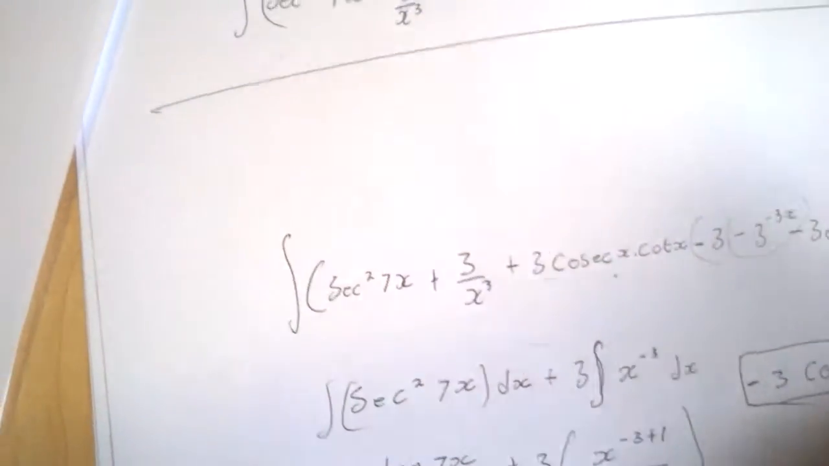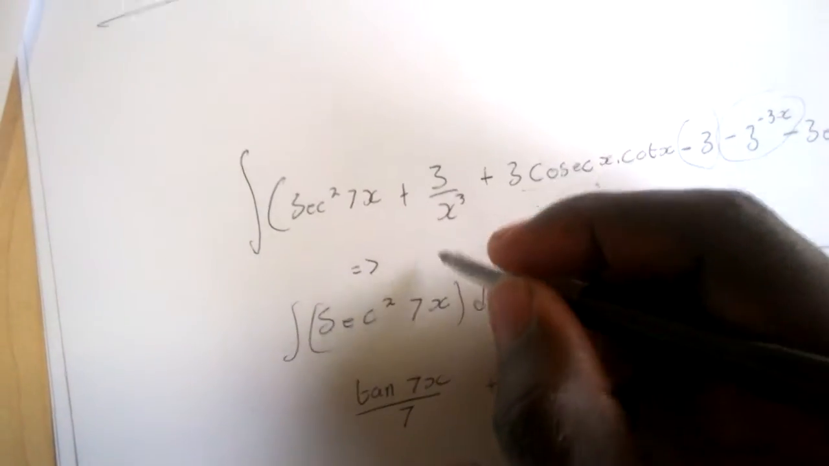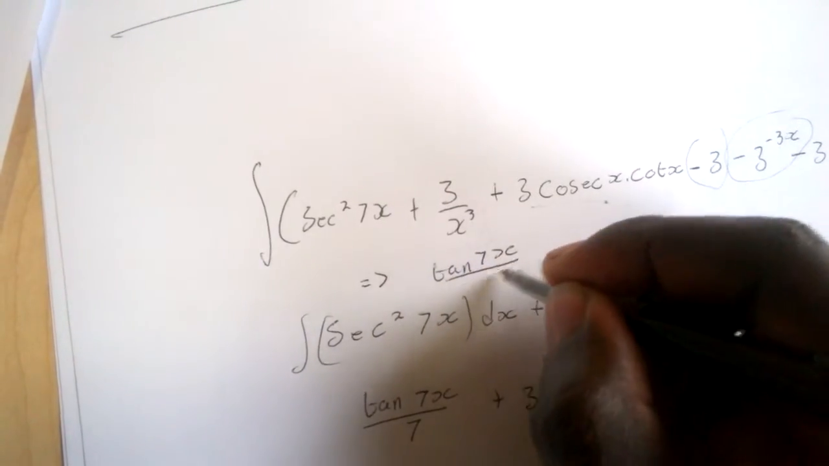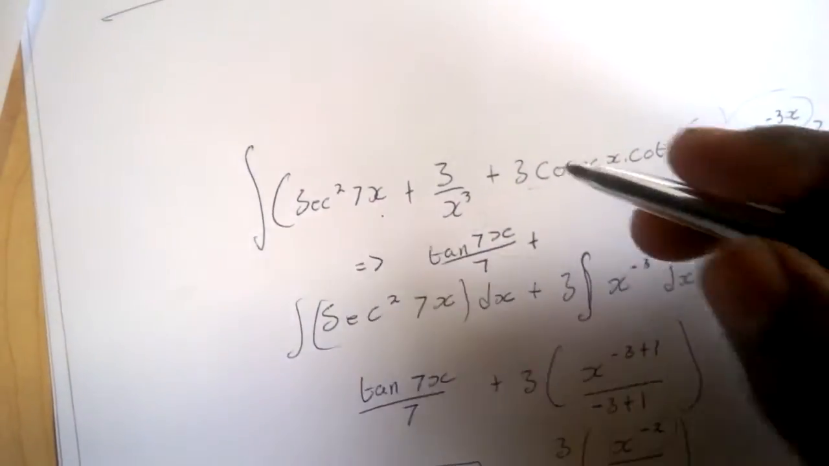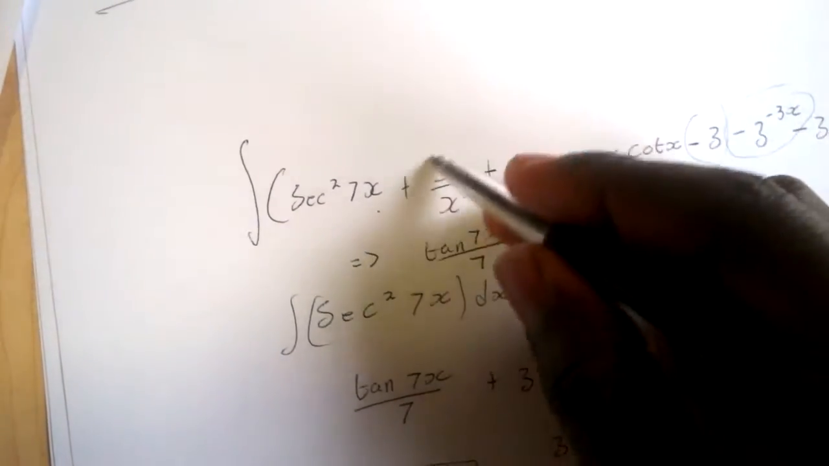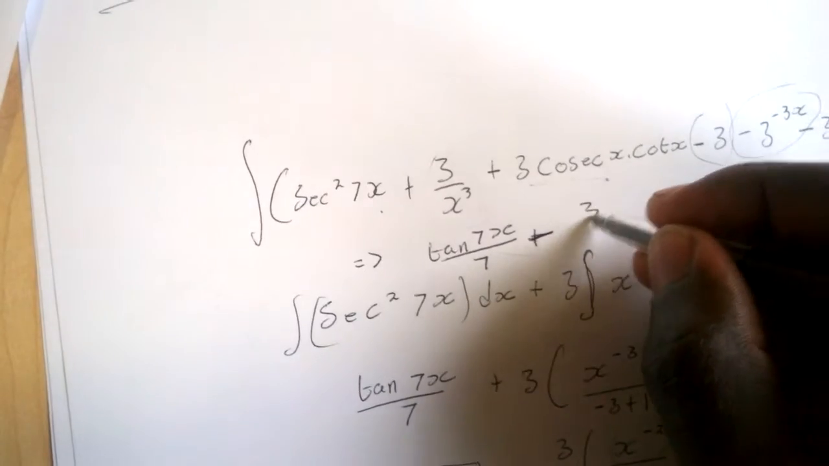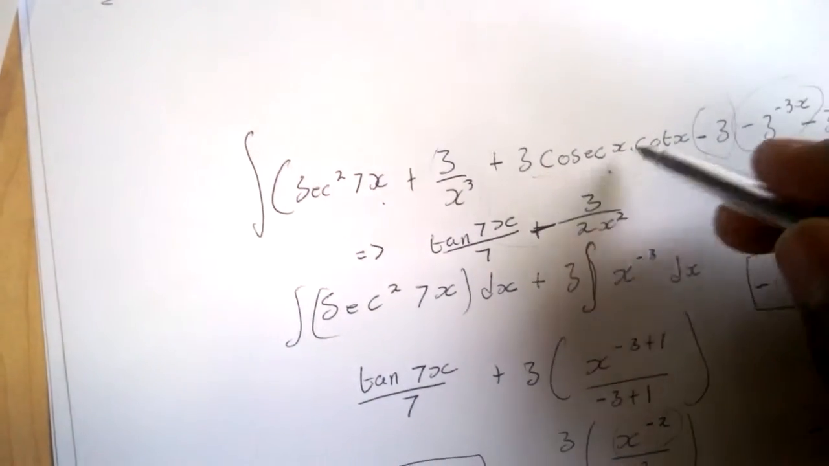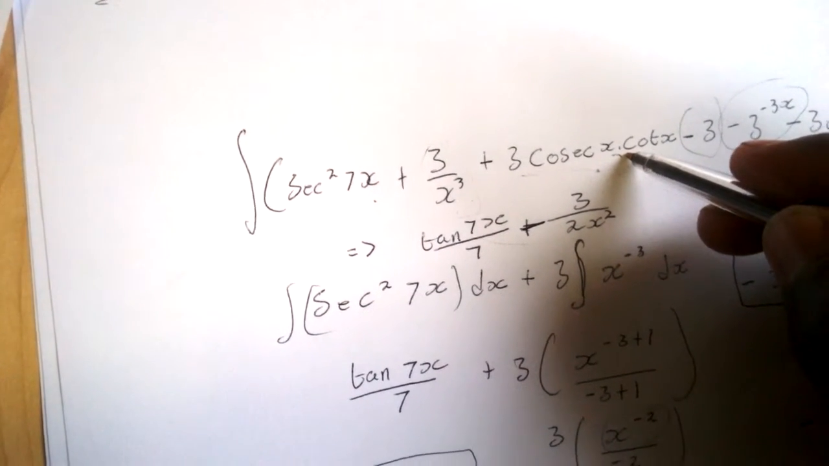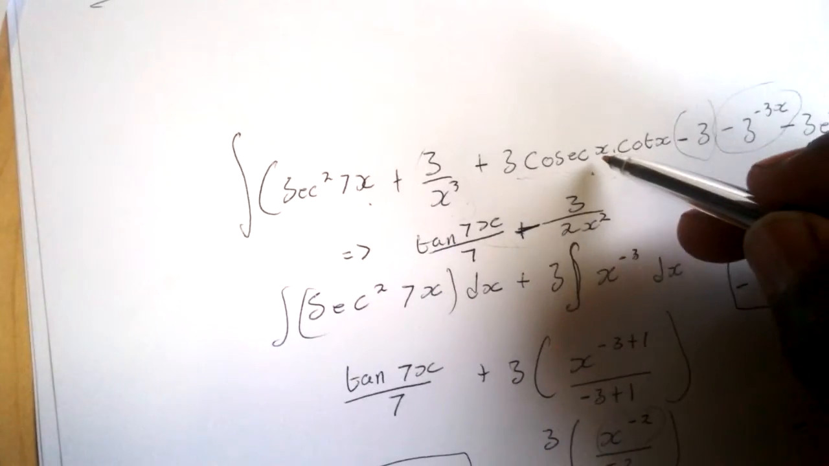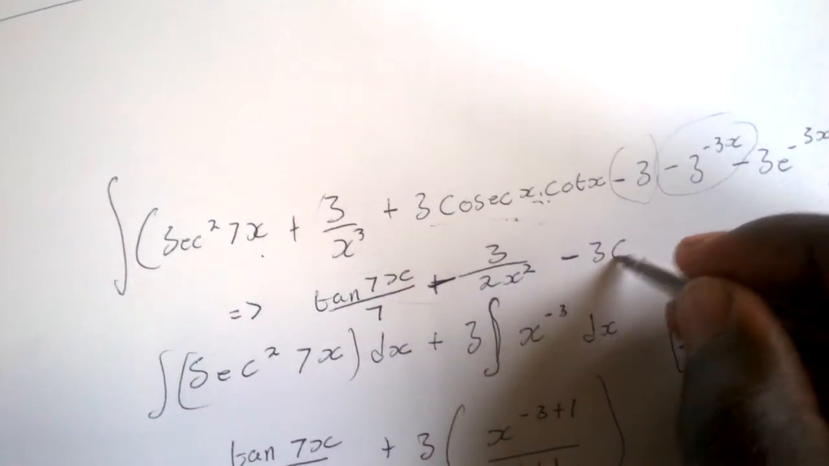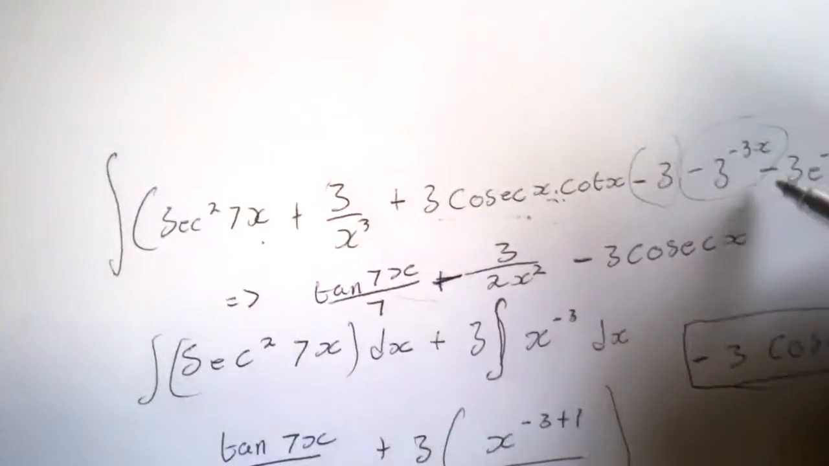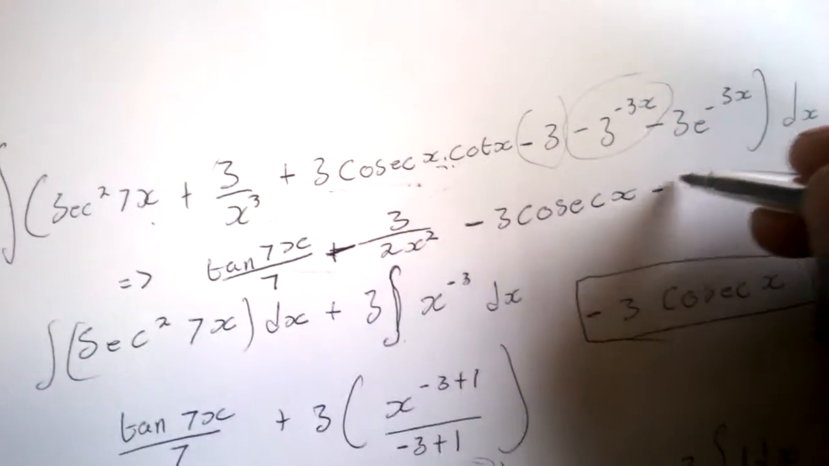So the integral of this number is going to be tan 7x over 7, the integral of sec squared, plus the integral of 3 over x cubed, which is negative 3 over 2x to the power 2. Then the integral of 3 cosec x cot x is negative 3 cosec x. Then the integral of negative 3 is negative 3x.